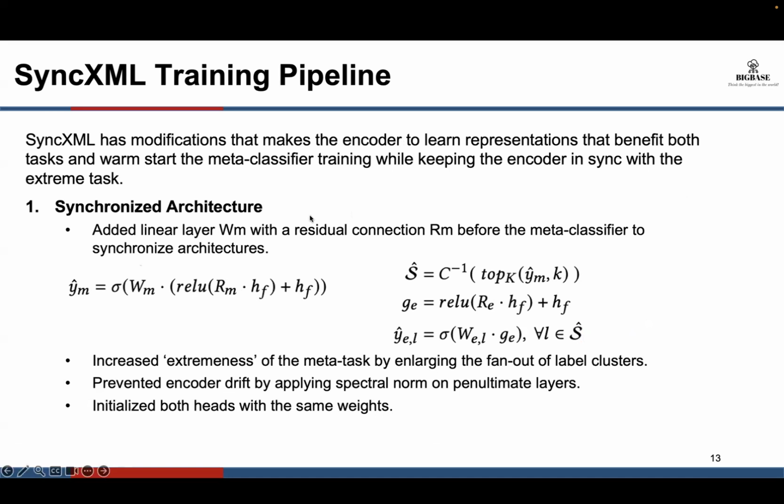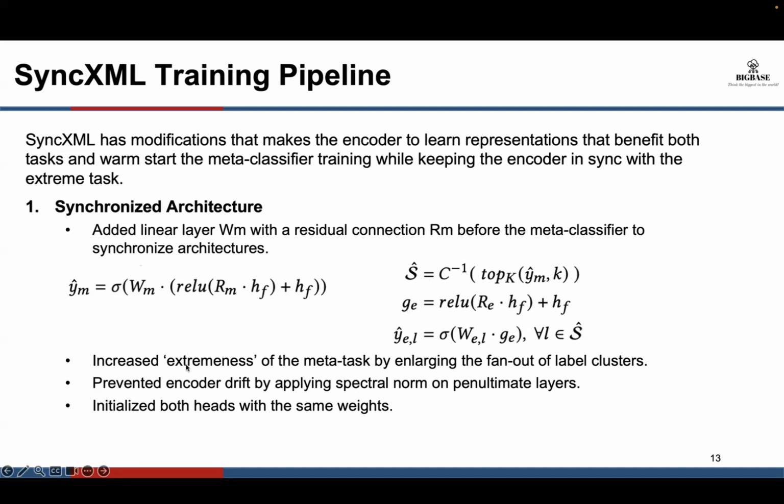First, to make the two tasks similar to each other, they make their architecture similar. They add a linear layer W sub M with a residual connection RM before the meta classifier. And also here, S is the short list of all labels in the top K label clusters predicted by the meta classifier. And C inverse here is the linear label mapping.